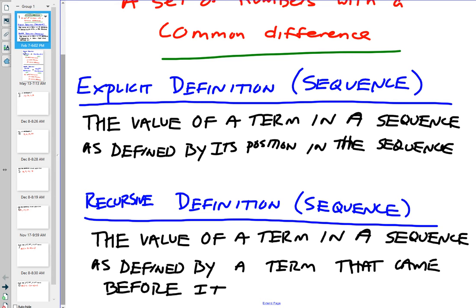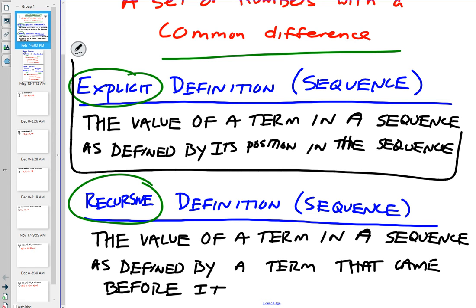So that set of numbers, or any set of numbers really for that matter, can be expressed either explicitly or recursively. The word definition that you see, sometimes they use the word rule instead, an explicit rule or recursive rule. It's just a commonality, like a relationship that the numbers share. The one that is used most frequently would be the explicit definition.